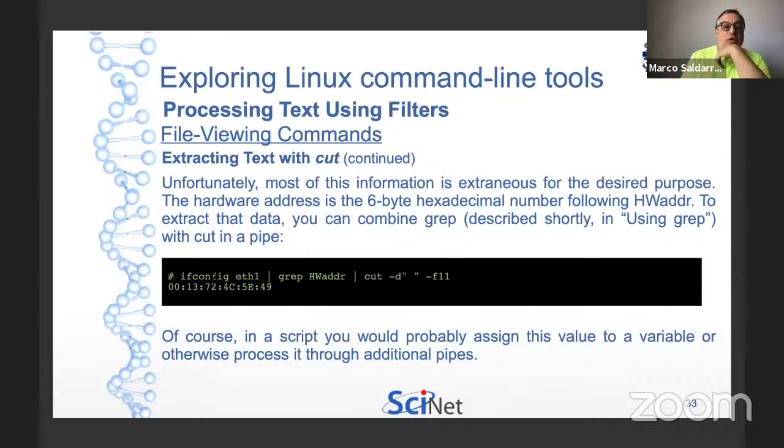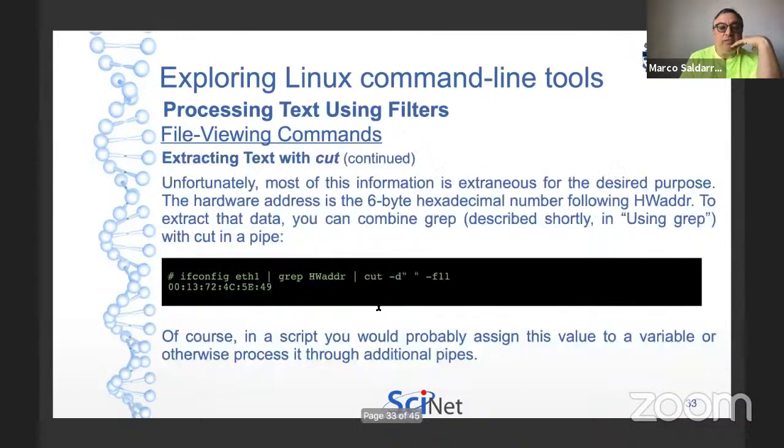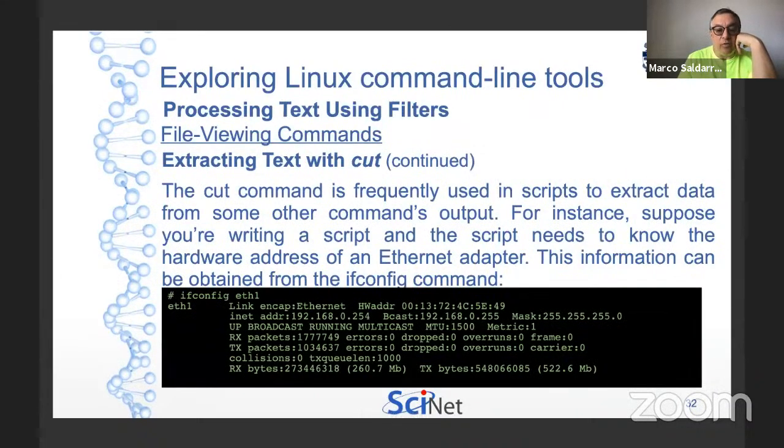So what do I do? I do ifconfig, pipe, and grep this word, hardware address, which is here. So the other lines are going to be ignored. Just with this construction, it's going to show me the only line that has this string, because there are no more lines in this file with that string.